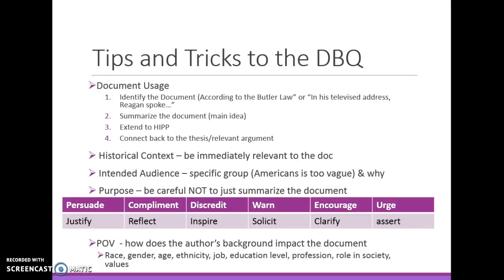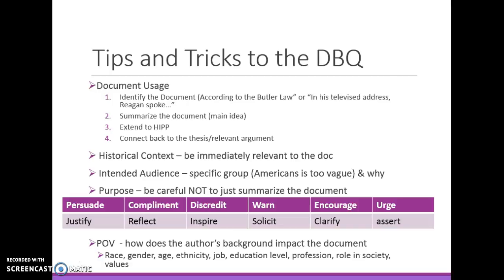Then you want to summarize the document, give them the main idea from the document. Extend to HIP if you have a relevant HIP extension. And then connect back to the argument. Teddy Roosevelt's speech demonstrates da-da-da-da-da, for example.